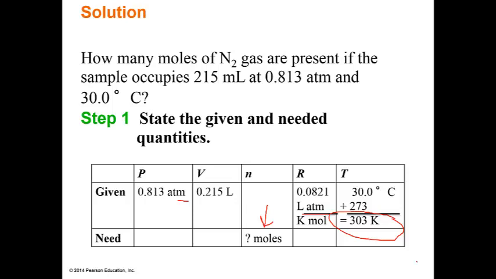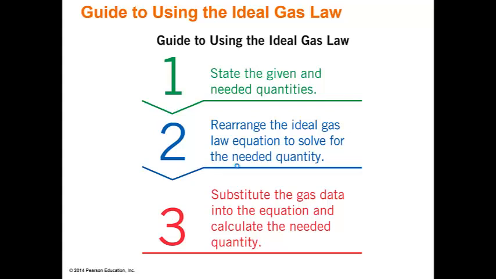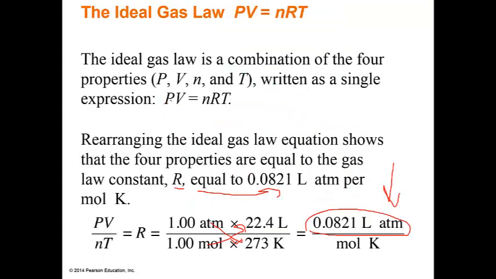Now we've got to rearrange our formula to solve for moles. Okay, so rearrange the ideal gas law equation to solve for the needed quantity. Well, in this case, if we go back, where are we going back to? Right here. PV equals nRT. Well, how did they get n alone? Because we're looking for n. They simply divided both sides by R and T. Divide this side by R and T. On this side, what's going to happen? Gone, leaving n by itself.